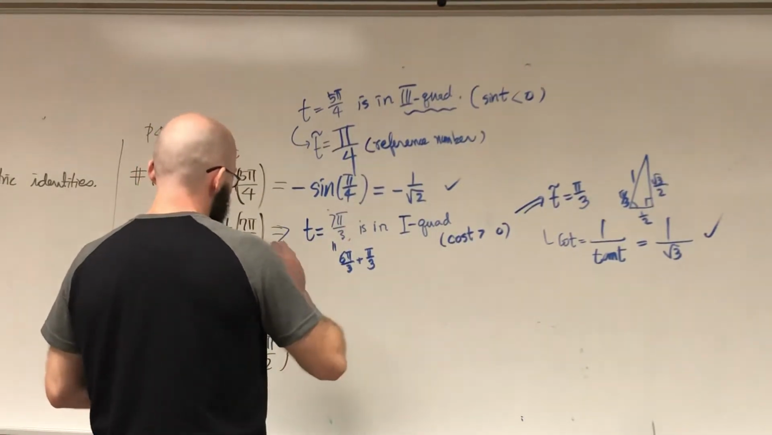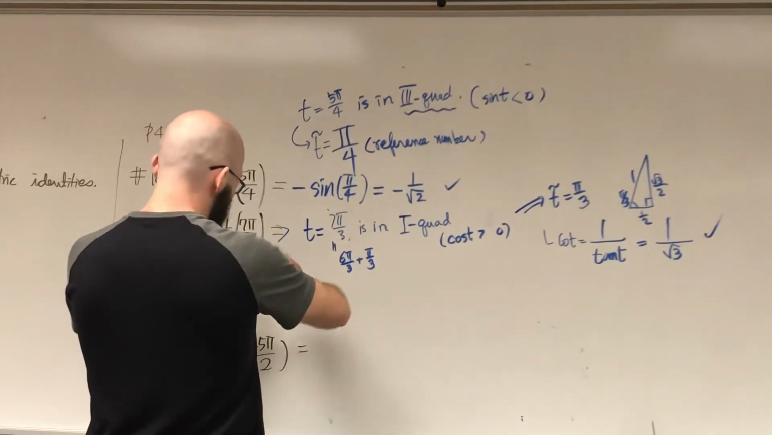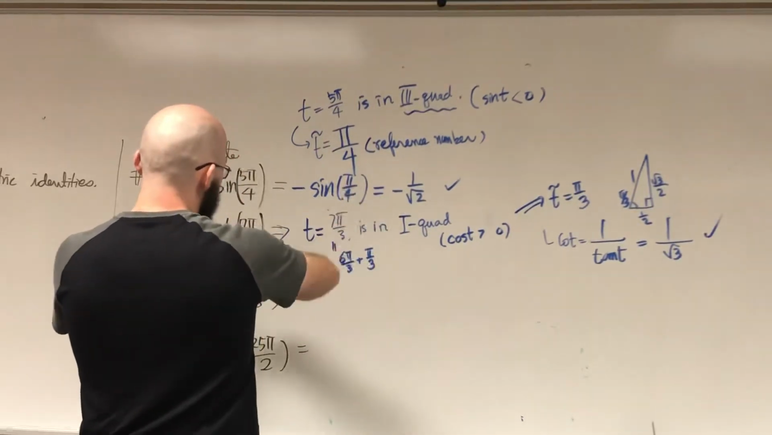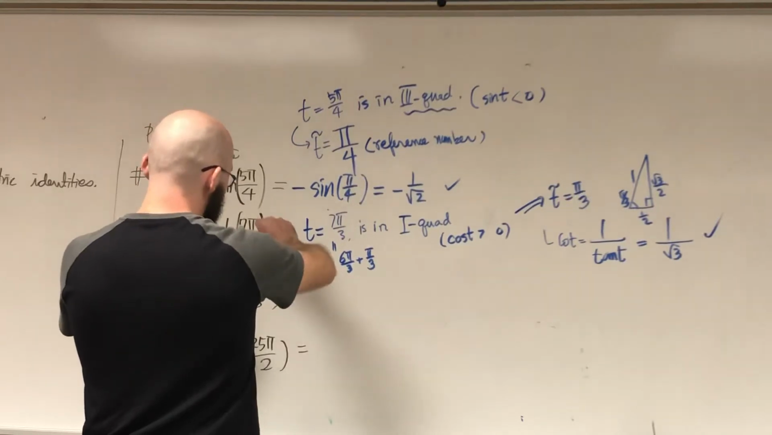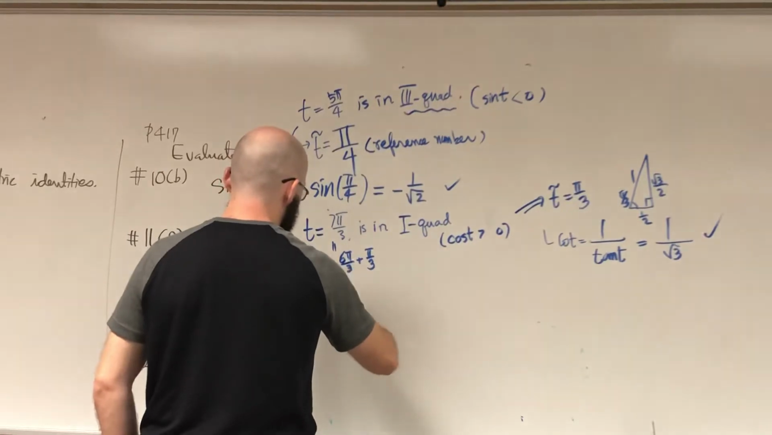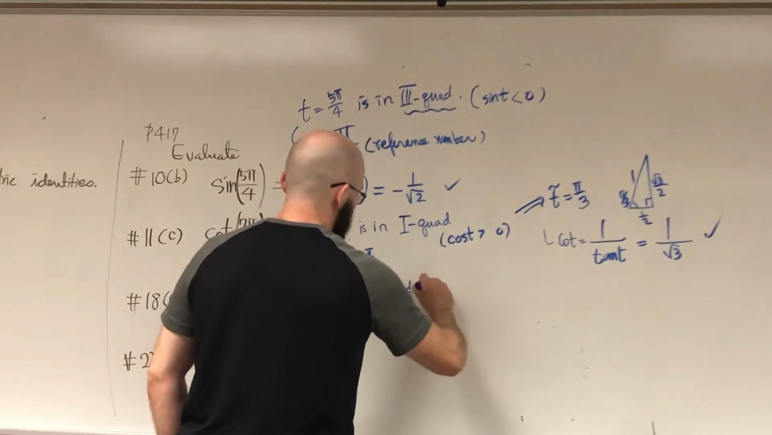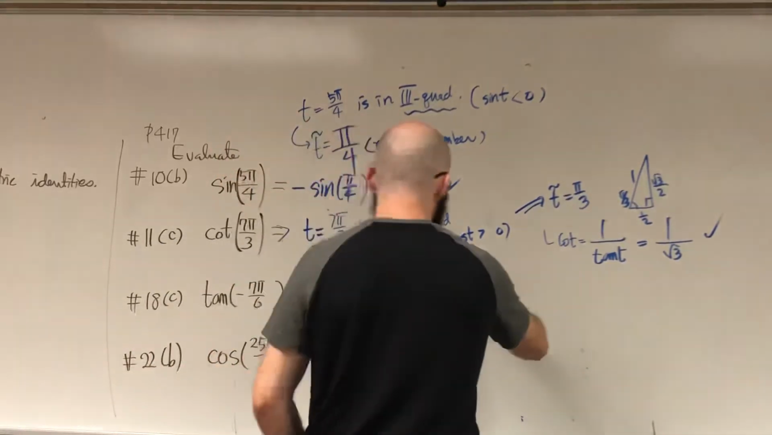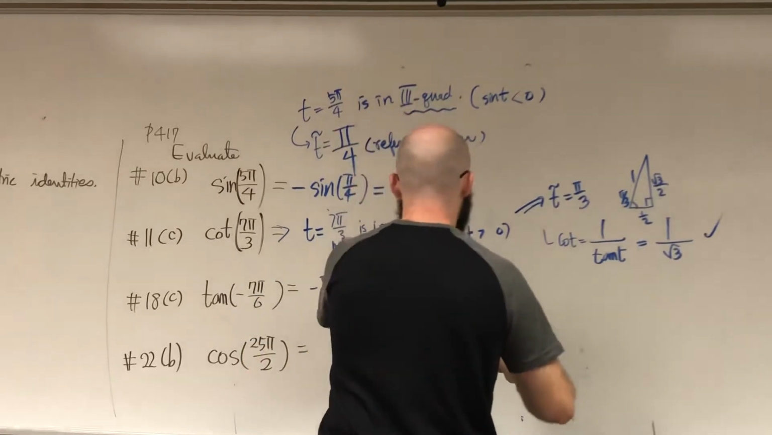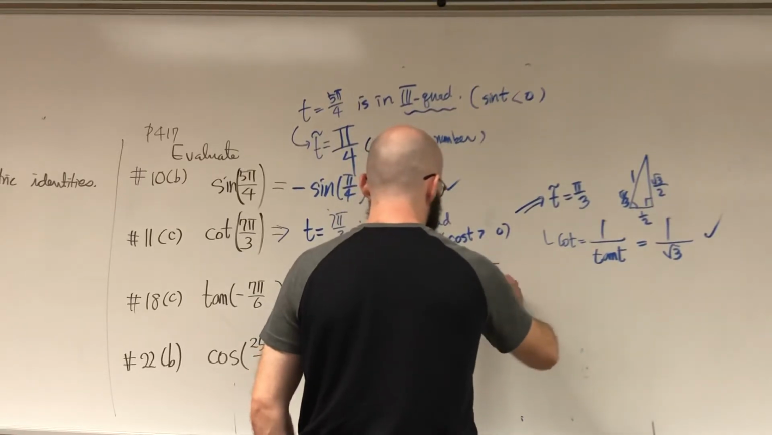Okay, 7 pi over 6. Negative 7 pi over 6. So it's going to go the opposite way. Normally it would be in quadrant 3, but now it's going to be in quadrant 2. Yes, good. Negative 7 pi over 6 is in quadrant 2. Good job. Okay?